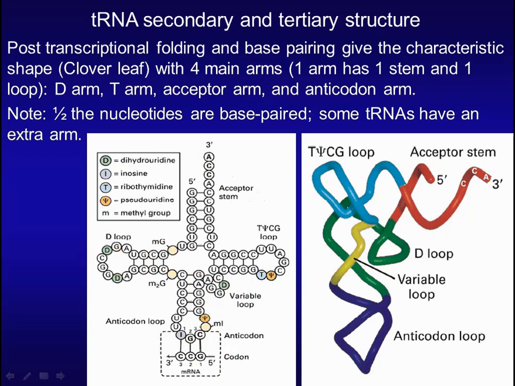A stem is a base-paired segment of hairpin structure in RNA. A loop is a single-stranded region at the end of a hairpin in RNA. Amino acid is attached at the 3' end of tRNA. It is the anticodon on the anticodon loop that recognizes a codon from mRNA by base pairing.